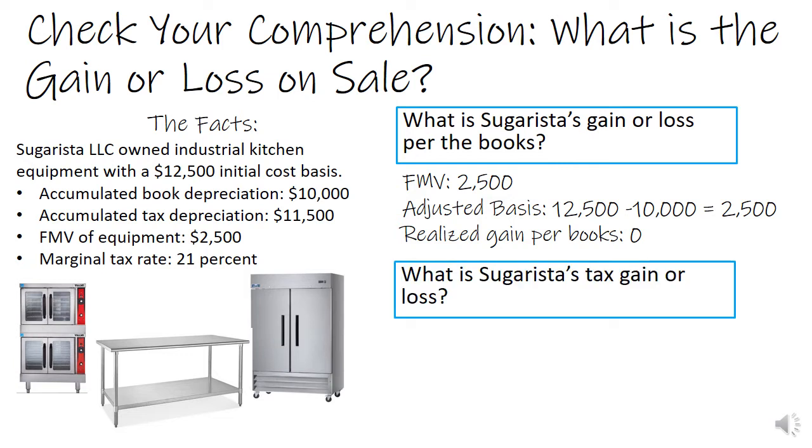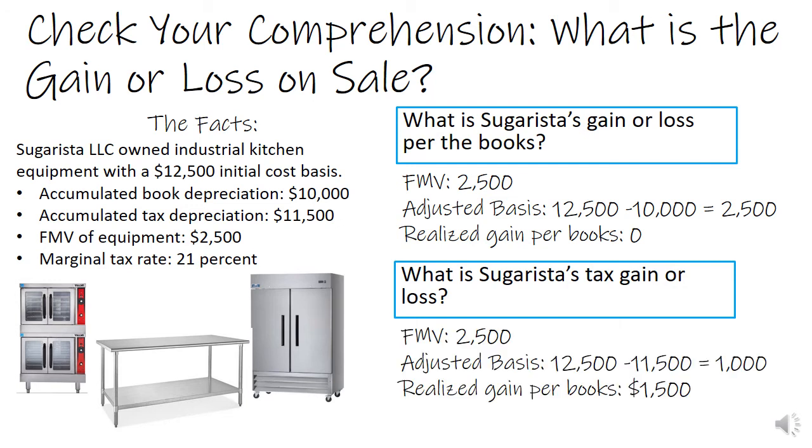Now, what about for tax purposes? Remember, she can take accelerated depreciation. So for tax purposes, she's actually depreciated more than she has on her books. Again, we're assuming that they're selling the property at $2,500, the fair market value. This time, the adjusted basis is the difference between the cost to install the property and the tax depreciation, which is $11,500. This leaves an adjusted basis of $1,000, which means that her realized gain for tax purposes would be $1,500.